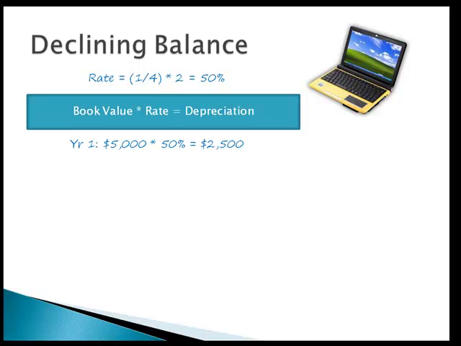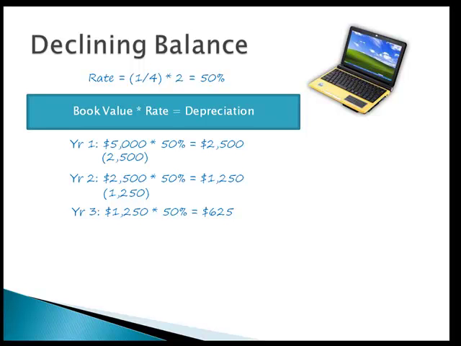So we take cost minus accumulated depreciation. Well, how much depreciation have we accumulated? As of year one, $2,500. So cost minus accumulated depreciation gives us year two book value, times 50% equals our new depreciation. In year three, we can keep that running book value by just subtracting depreciation expense from the prior year. So you can see this is just a pattern. So year three, we start with book value of $1,250 times our rate of 50% equals our new depreciation expense.